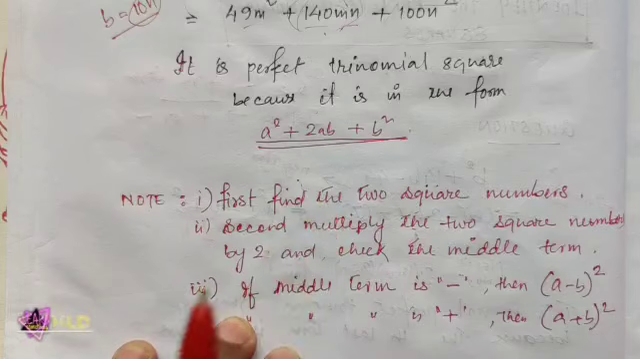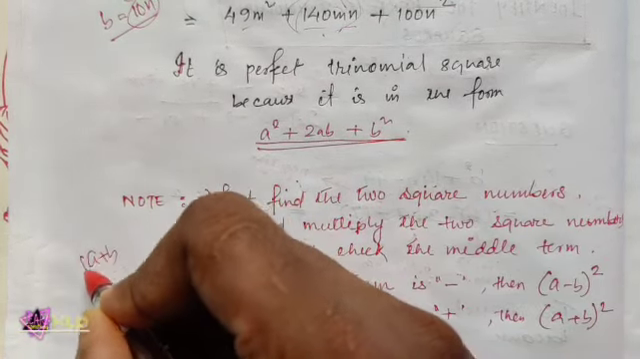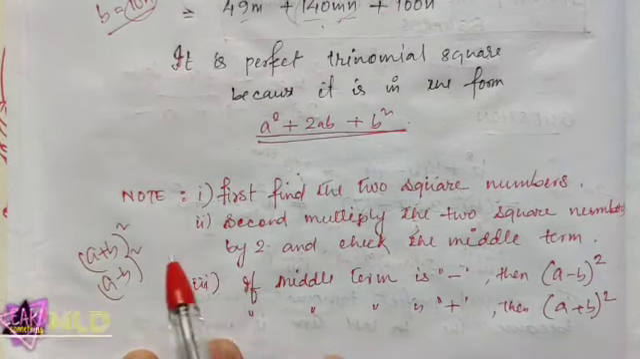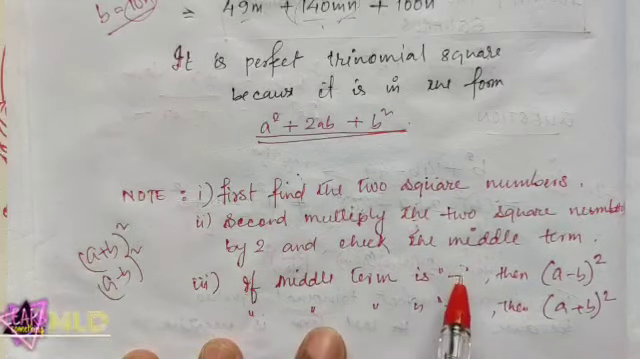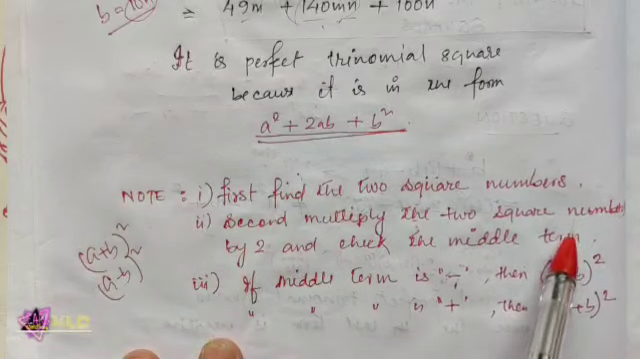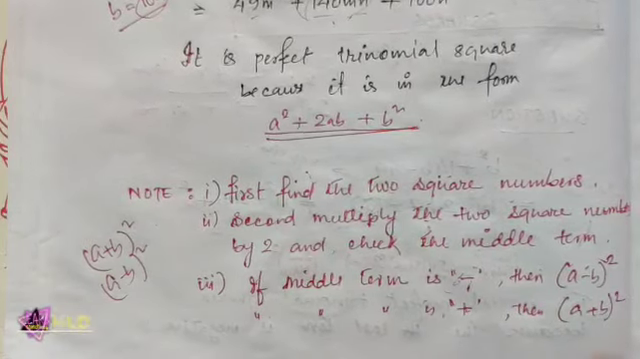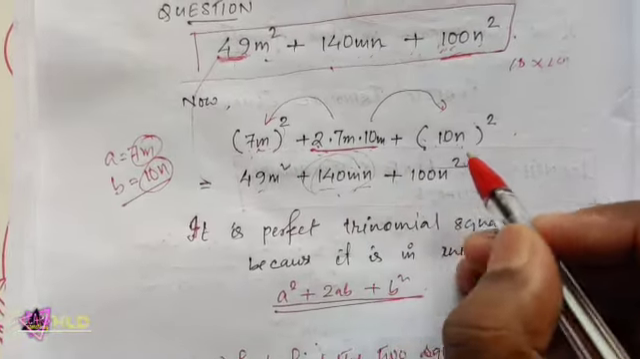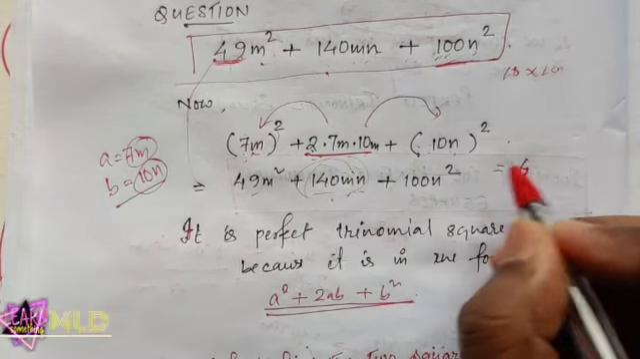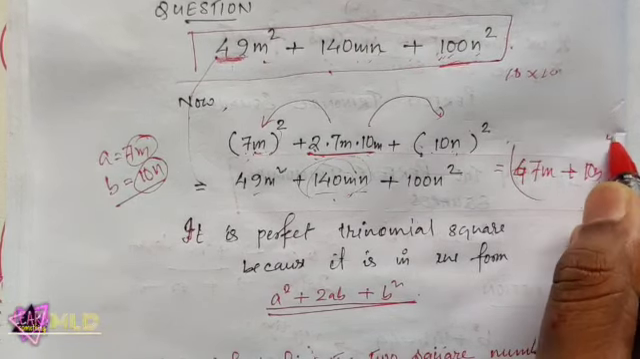Now after it is matching, we know that there are two perfect trinomial squares we are discussing: a plus b whole square, and a minus b whole square. It will be a plus b whole square or a minus b whole square depending on the middle term. If the middle term is minus then it will be a minus b whole square, and if the middle term is positive then it is a plus b whole square. That means we can write this in the form a plus b whole square, because the middle term is positive: first term 7m plus second term 10n, whole square. So in this way we can write.